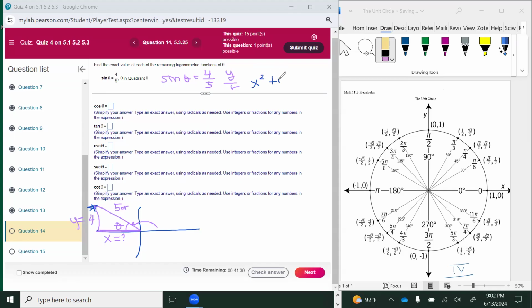If we do x squared plus y squared equals r squared, y squared is 4 squared, r squared is 5 squared. That'd be x squared plus 16 equals 25. We subtract 16, we get x squared equals 9, and x equals plus or minus 3. Is this a positive 3 or a negative 3? The placement of your angle and the triangle is on the negative side of the x-axis, so we're going to say that x is negative. That's why drawing the triangle in the right quadrant makes a difference.